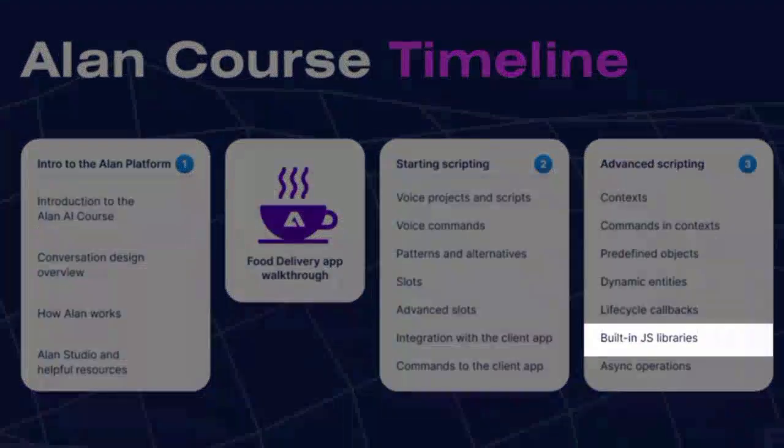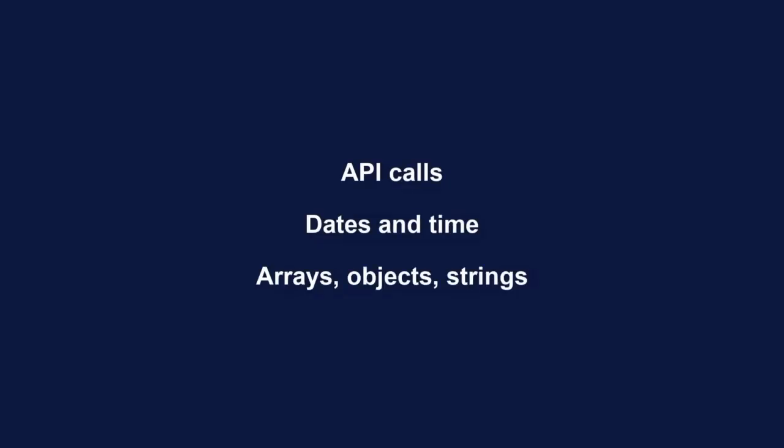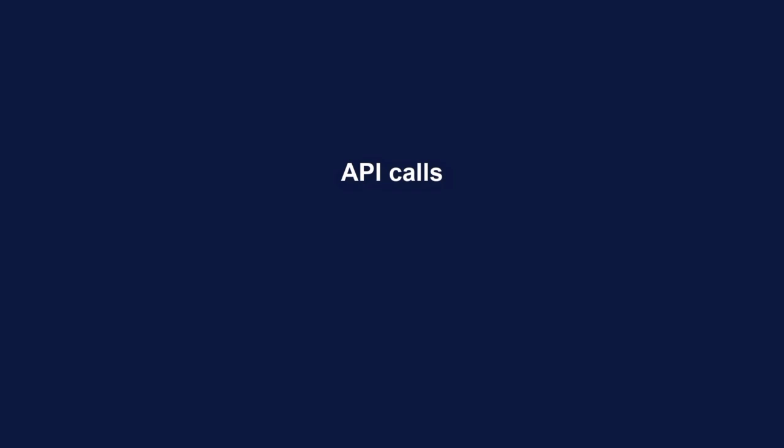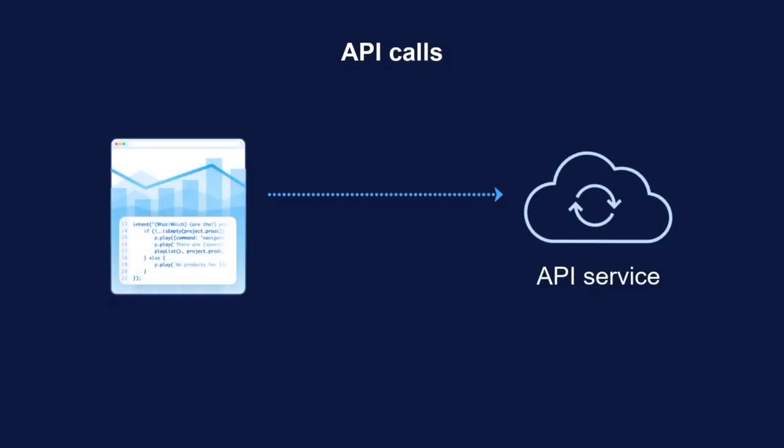Alan comes with a few popular JavaScript libraries that you can use while creating voice scripts. These libraries will allow you to easily work with API calls, dates and time, arrays, object strings, and so on. We'll start with API calls. In cases where you send a request to a server to retrieve data and then send it back to Alan, you can make an API call from your voice script.